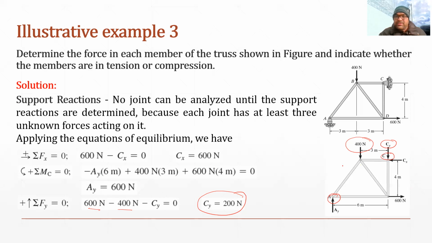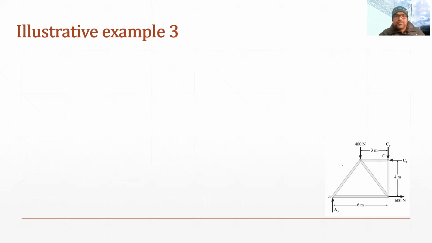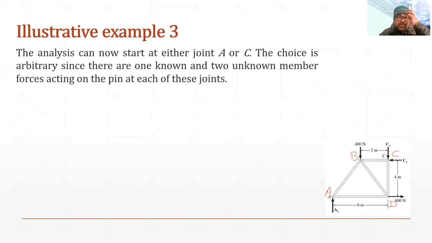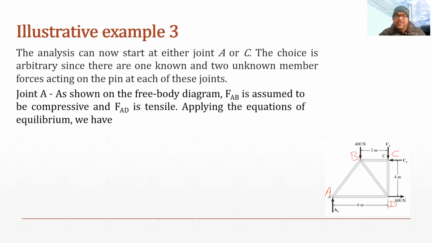So now we have calculated the reactions. Now we will proceed to find out the force in each member. So now we can take any of the joints, either A, B, C, or D. Either we take joint A or C. The choice is arbitrary. So we will take joint A, and the free body diagram of joint A is here.